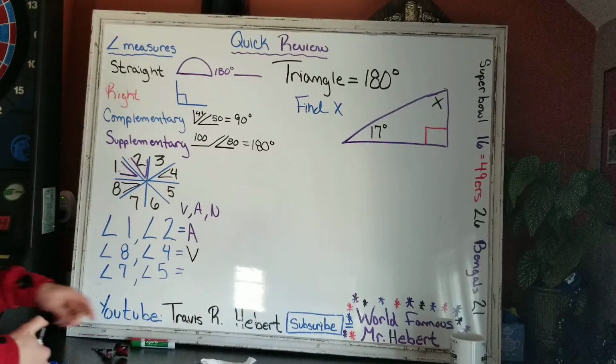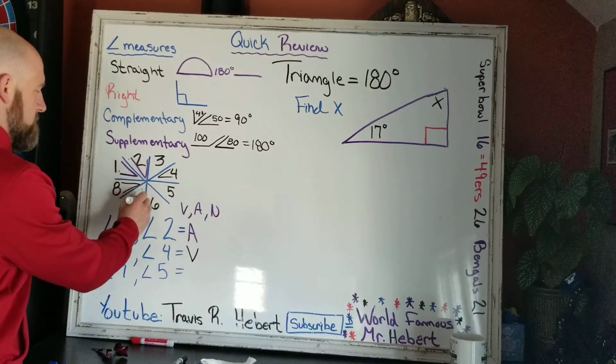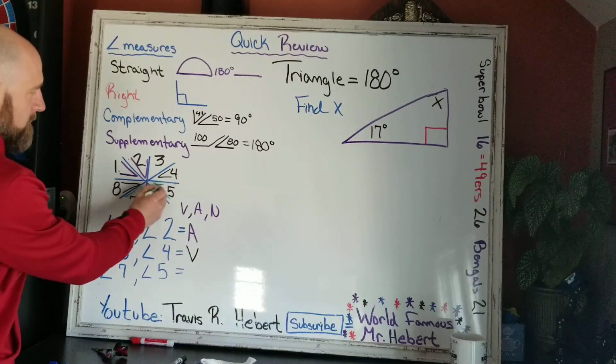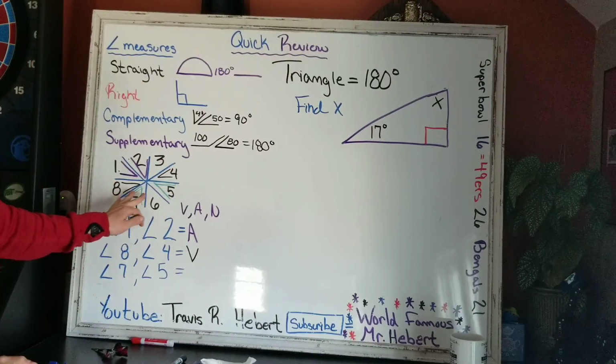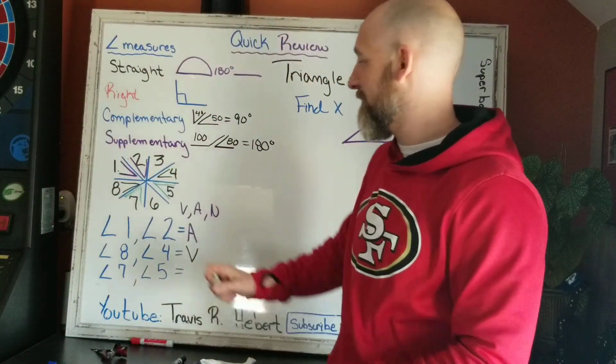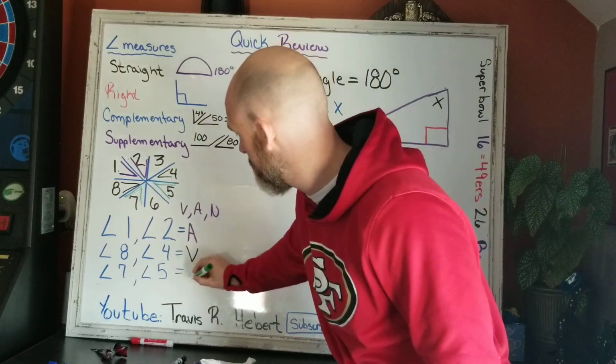What about angle number 7 and angle 5? So we have angle 7 and angle 5. Are these right next to each other? Not right next to each other. Are they opposite of each other? They're close, but they're not opposite of each other, so that's going to be a neither.